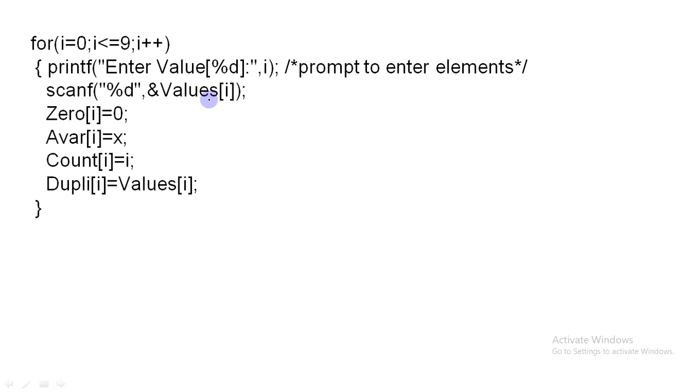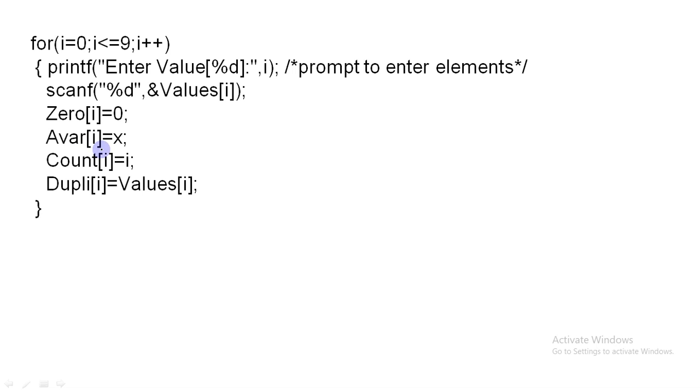Scanf %d, values i. So here the user will enter. Let us say he enters 10. It will go over here, a of i. This is the array called a. a of 0 will be equal to 0, a of 1 equal to 0, a of 2 equal to 0. So all the 10 elements in a array will be filled with zeros.